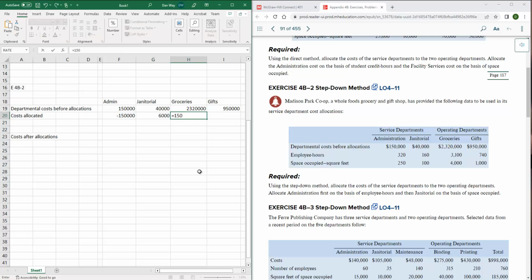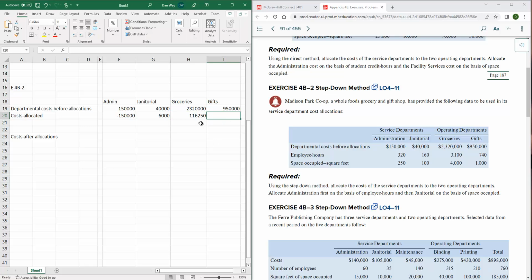Same idea for groceries. I'll take the same 150,000 total cost from admin times the relative portion of employee hours used by groceries. So 3,100 divided by the same allocation base, 160 plus 3,100 plus 740. And by the way, do these problems however you find most helpful. If you want to come up with the total allocation base first, so you're not adding it together every time, that's perfectly fine. I just want to make sure for purposes of this illustration, it's extra explicit.